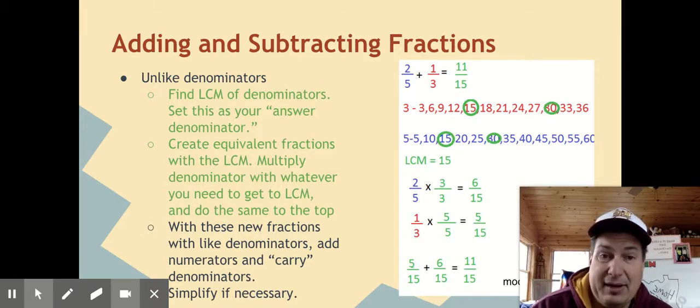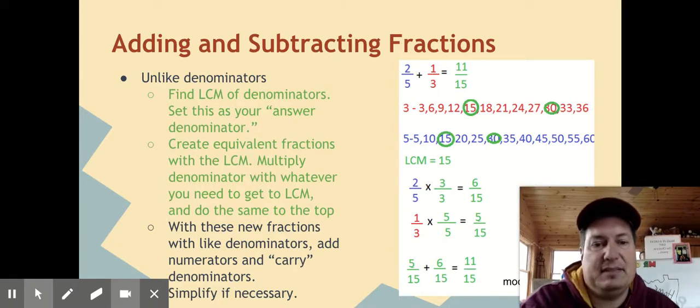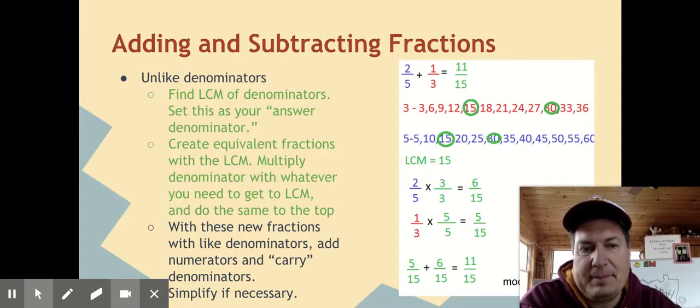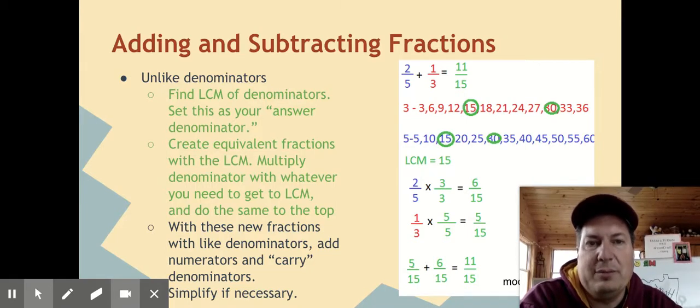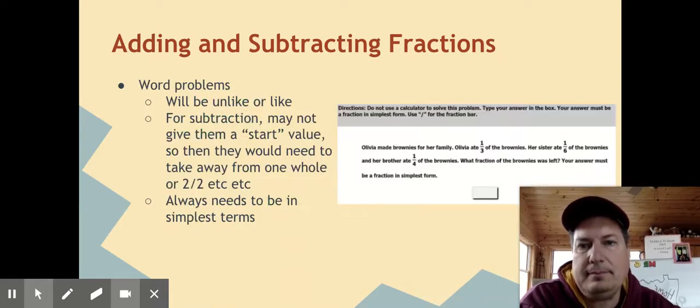Then once you have the denominator changed, the top has to change. That's this whole process right there. 5/15 plus 6/15 equals 11/15. Now you don't have anything to reduce because you went with the least common multiple.